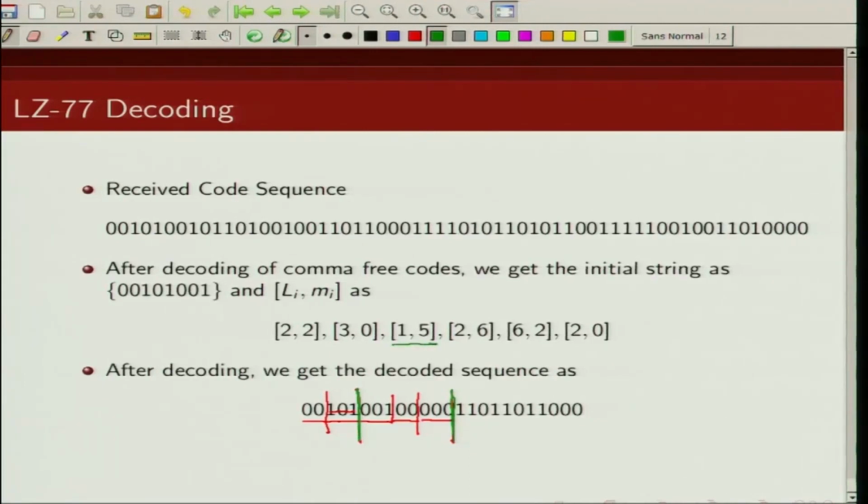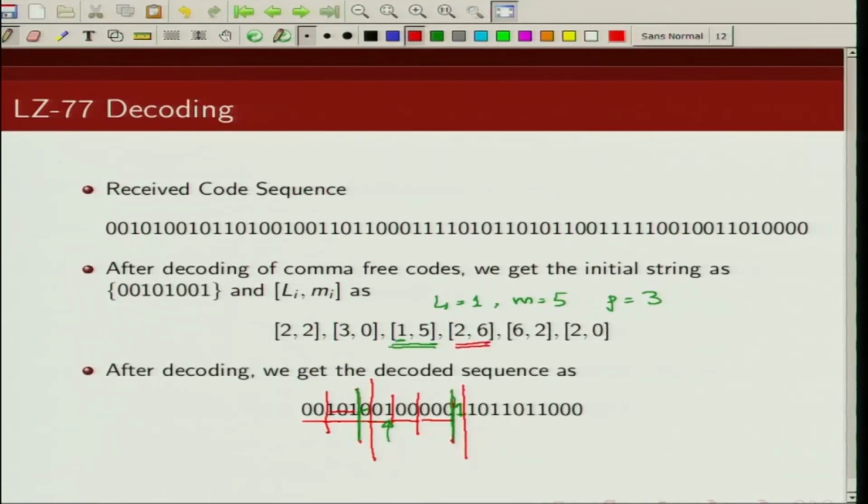So look at this one. Here L1 is 1 and M is 5. So P corresponds to 3. We look at first, second, third, that's this location, and we look at a match of 1. And what's that match of 1? That is 1. So we add that 1 here and we get rid of this entry. So our new dictionary now is this.